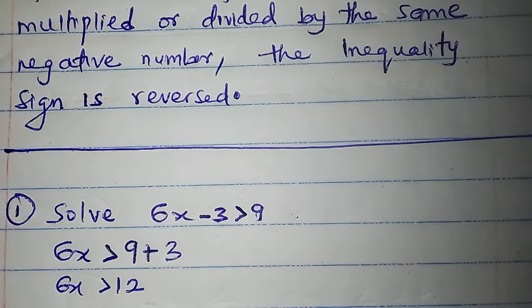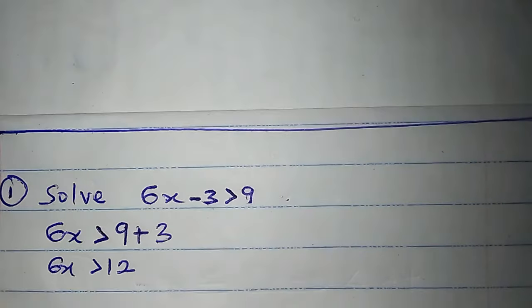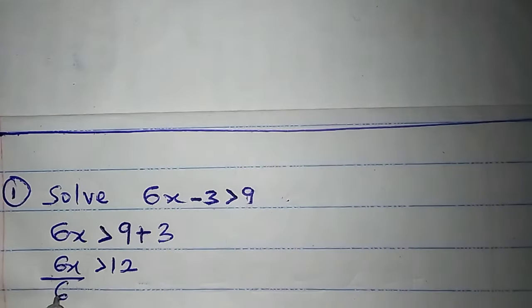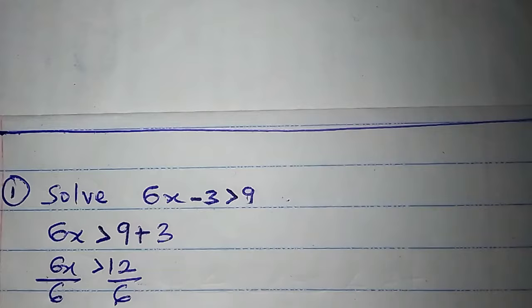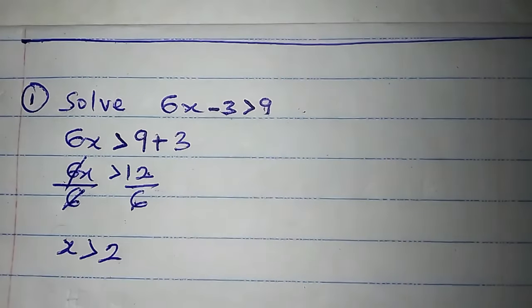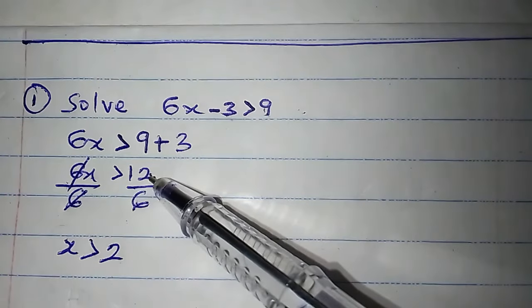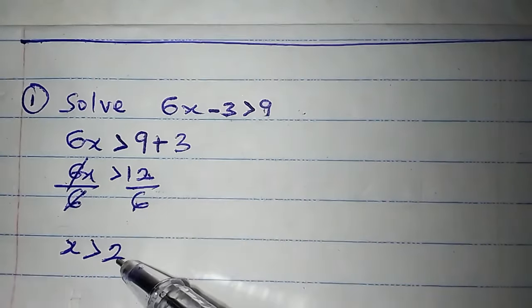Good, so what I'll do now is to divide both sides by 6. So dividing both sides by 6, 6 cancels 6, and that is to say x is greater than 2 because 12 divided by 6 is 2.